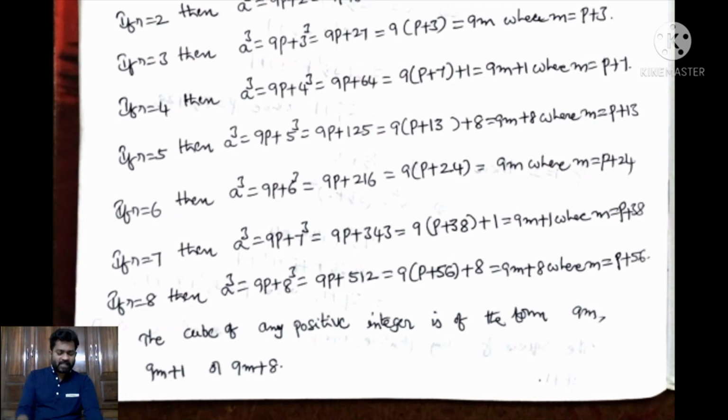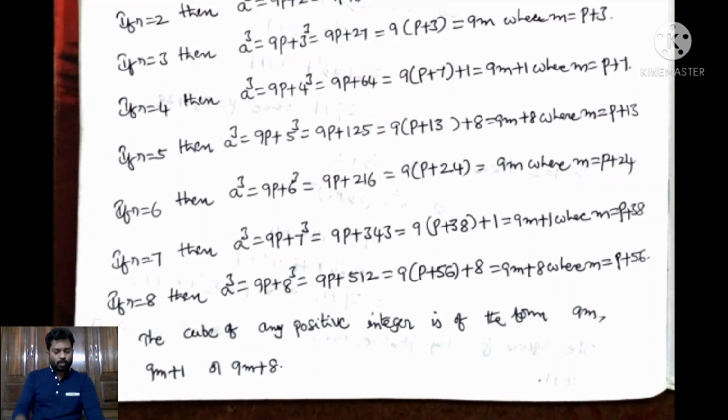(9q) whole cube means 729 q cube, plus 3 times 81 is 243 q square r, plus 3 times 9 is 27 q r square, plus r cube. The 9 is common. 9 into (81 q cube plus 27 q square r plus 3 q r square) plus r cube. This is written as 9p plus r cube, where p equal to 81 q cube plus 27 q square r plus 3 q r square. Let us substitute the remainders.